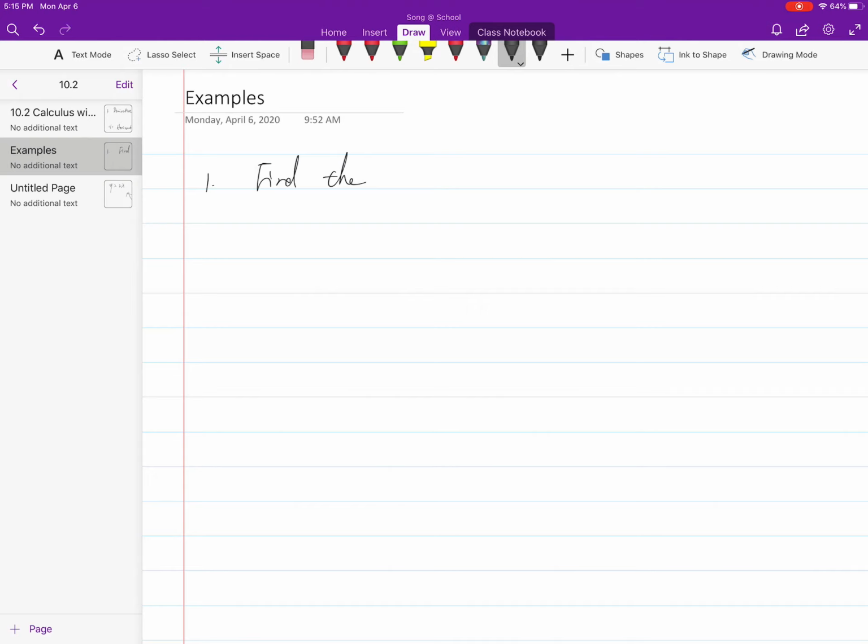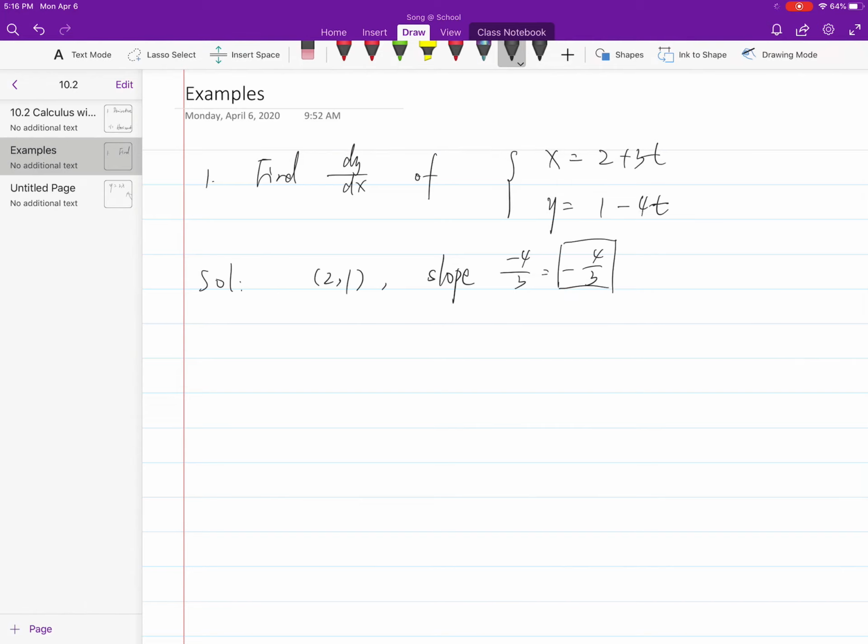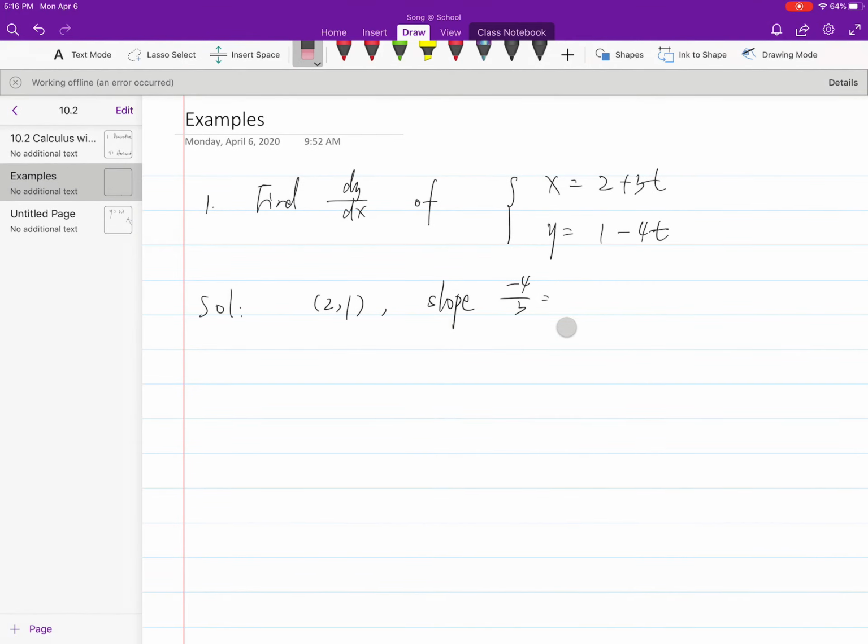Let's take several examples. First one, find dy over dx of x equals 2 plus 3t and y equals 1 minus 4t. Okay, solution. As far as we know, this is actually a straight line passing through the point (2, 1), with slope, try to recall, negative 4 over 3, which is negative 4/3. So if I'm looking for dy over dx, I should have a constant, which is just this one.